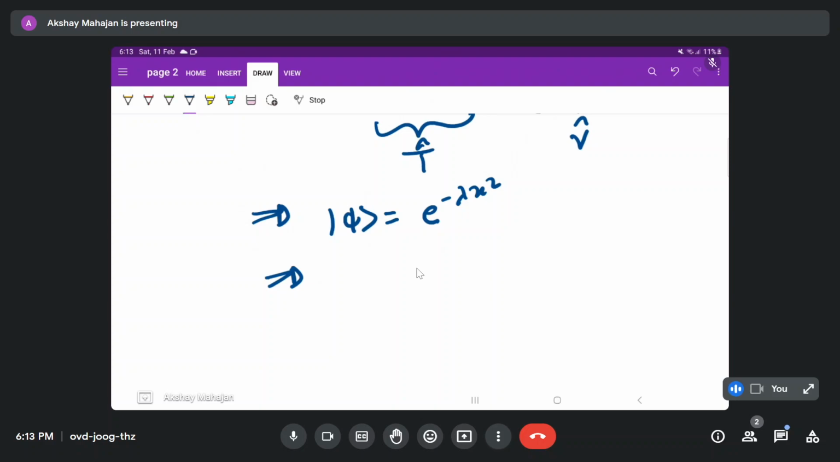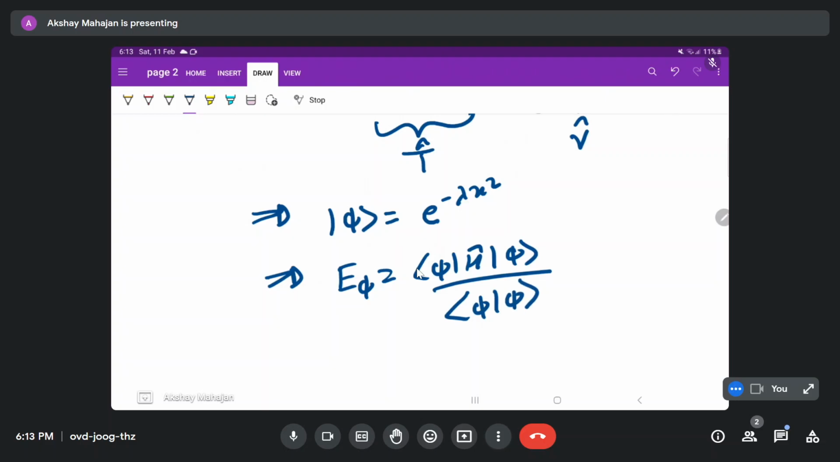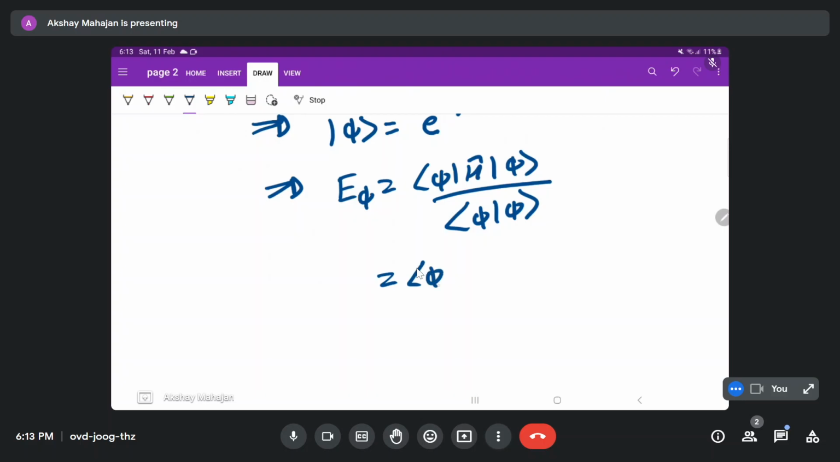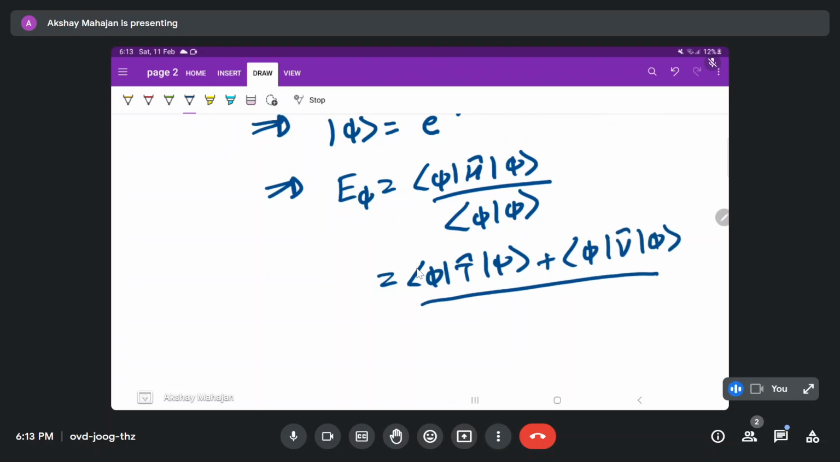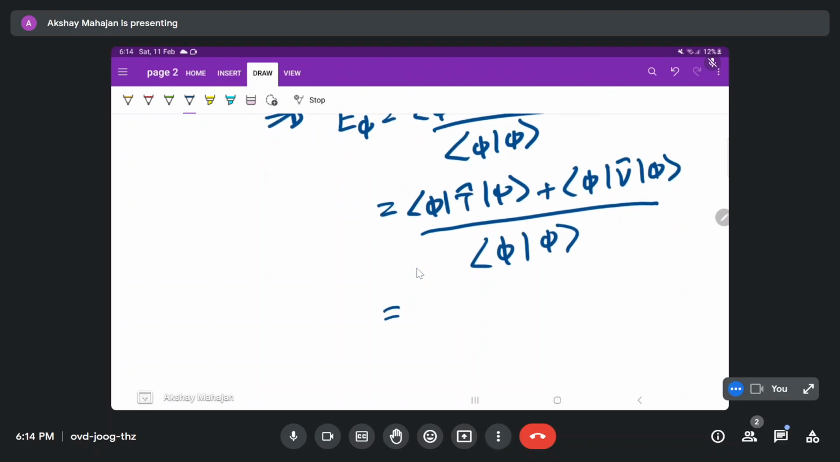Lambda is our parameter. Now to find this E phi, we have the same thing, phi H cap phi divided by phi phi. This will be equal to phi T cap phi plus phi V cap phi divided by phi phi. So these are basically the terms that we need to find the ground state energy.